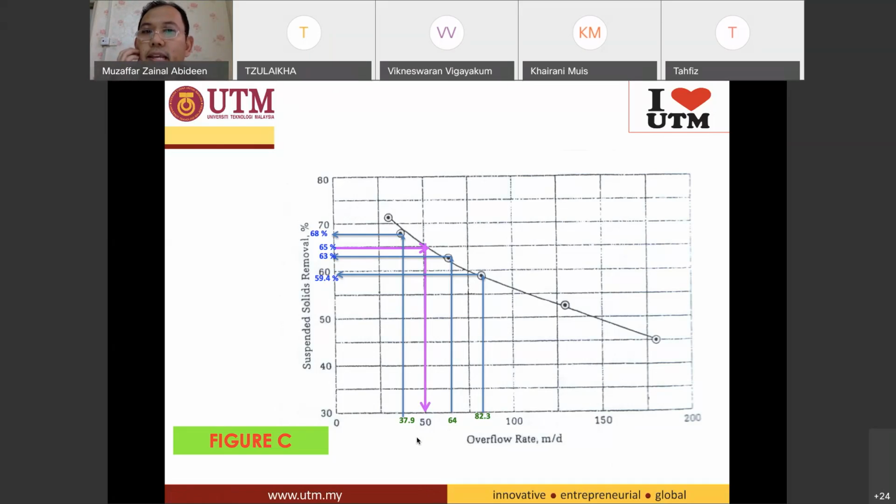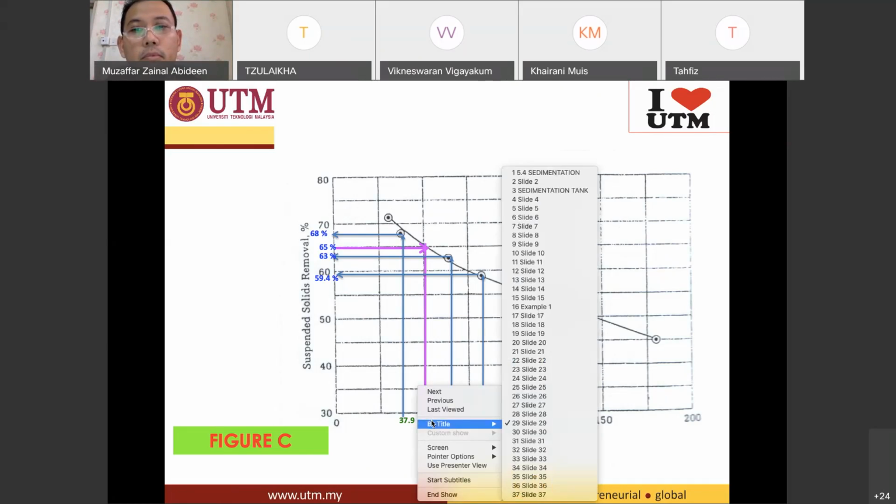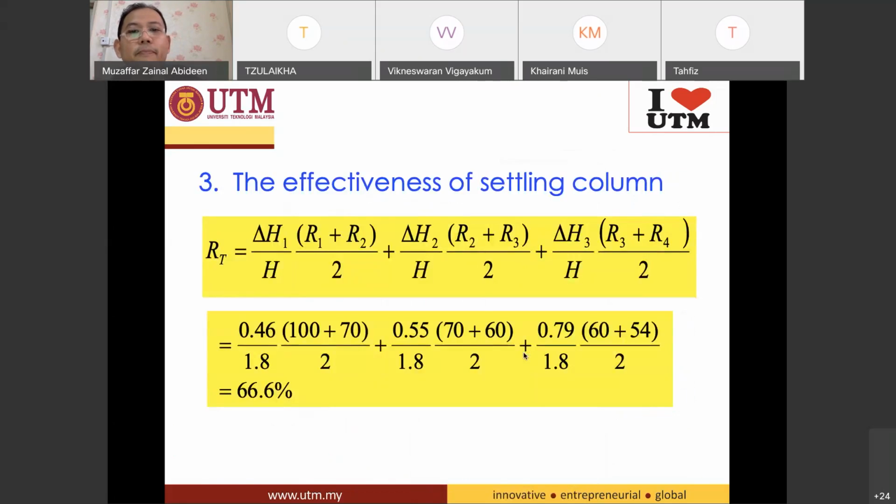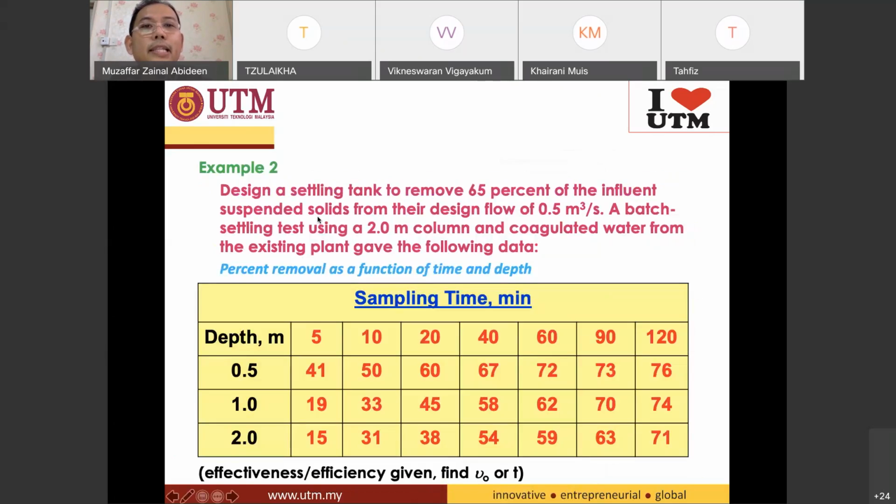Okay, can I move to the next slide? Read really carefully on the questions. Which slide is that? I think it's probably 21. Okay, design a settling tank. Remove 65%. So they want data for a settling tank, but these are using the column. They want to design a tank, but this data is from the column. So do we need to do anything with the result that we have obtained?